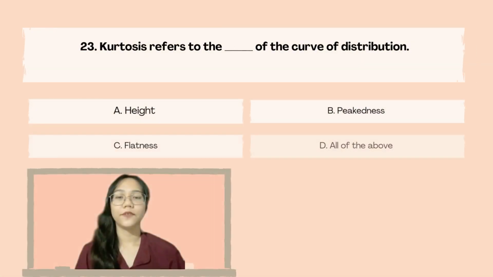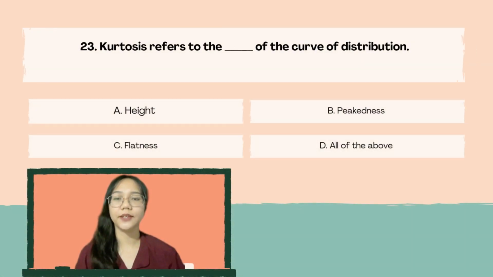For question number 23, kurtosis refers to the blank of the curve of distribution. A. Height, B. Thickness, C. Flatness, or D. All of the above. You have 15 seconds to answer.